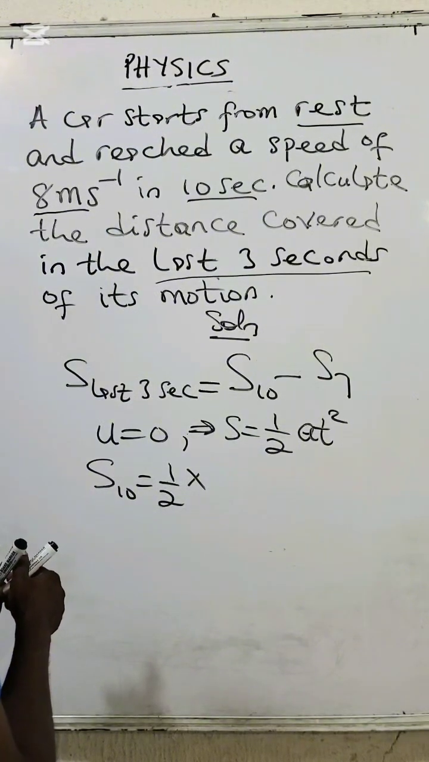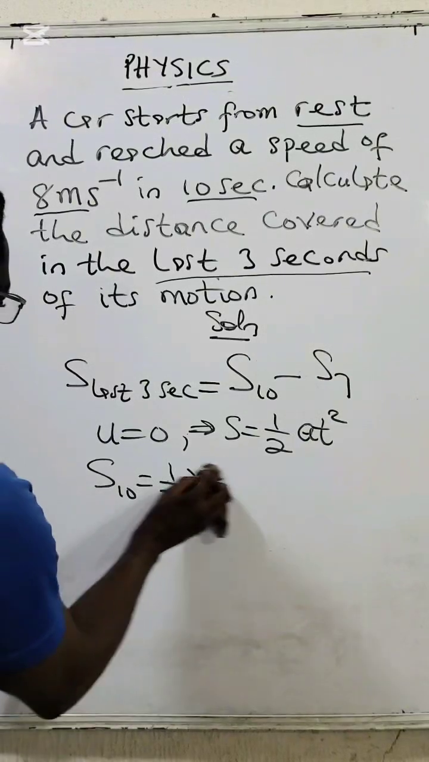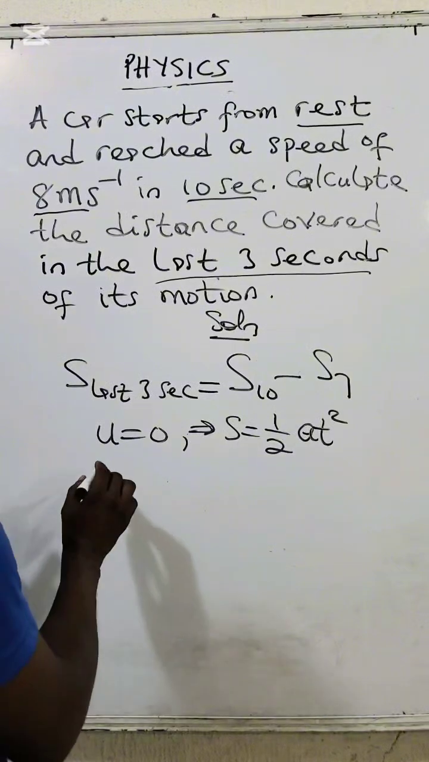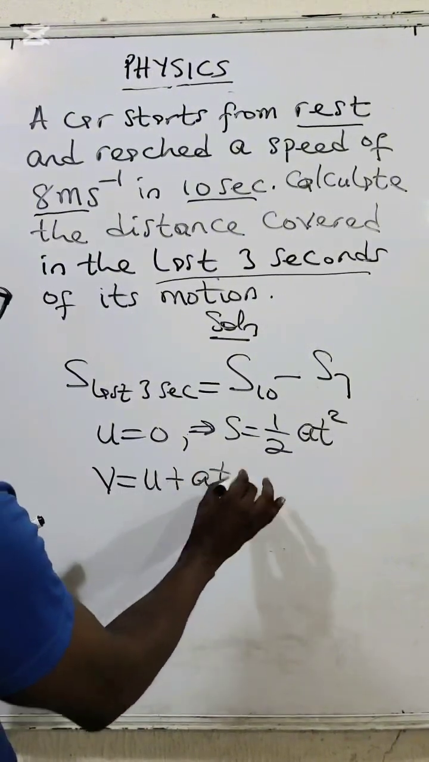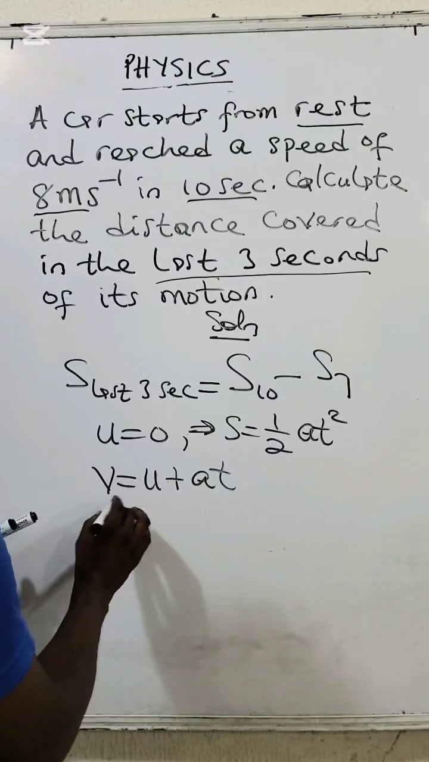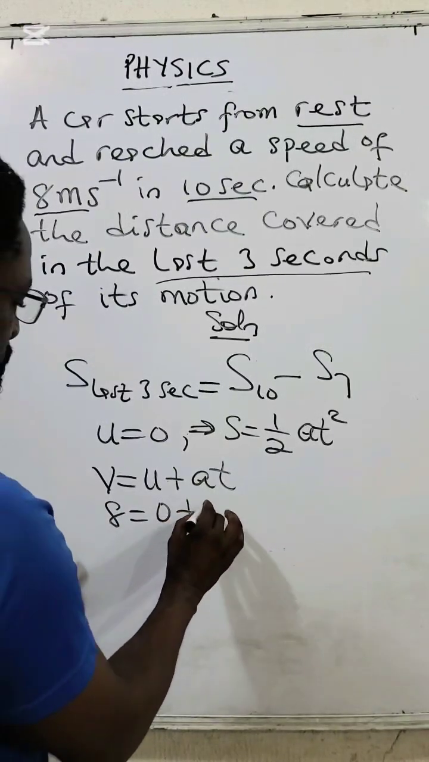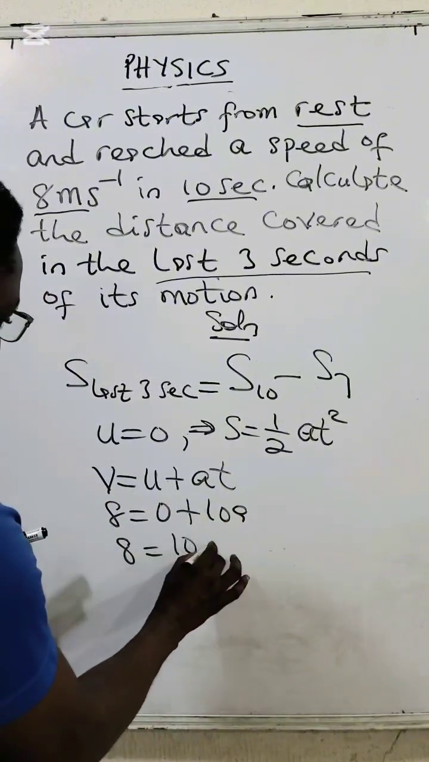Okay, it reached a speed of 8 meters per second in 10 seconds. So we need to calculate the acceleration first. V equals u plus at. Then v is 8, u is 0, acceleration is not given, and then time. So from here we have 8 equals 10a.